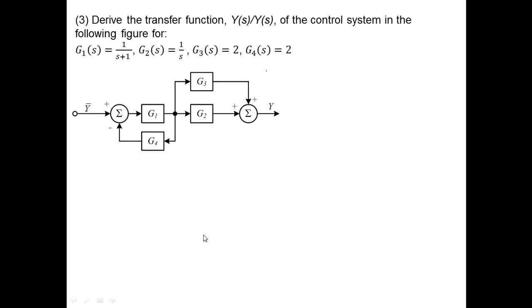In the third problem, we are looking for a simplified transfer function between output and input. As shown here, we have the block diagram. We would like to simplify this block diagram. To simplify this one, if you look at this block diagram, we have a negative feedback loop and we have two feed-forward routes.